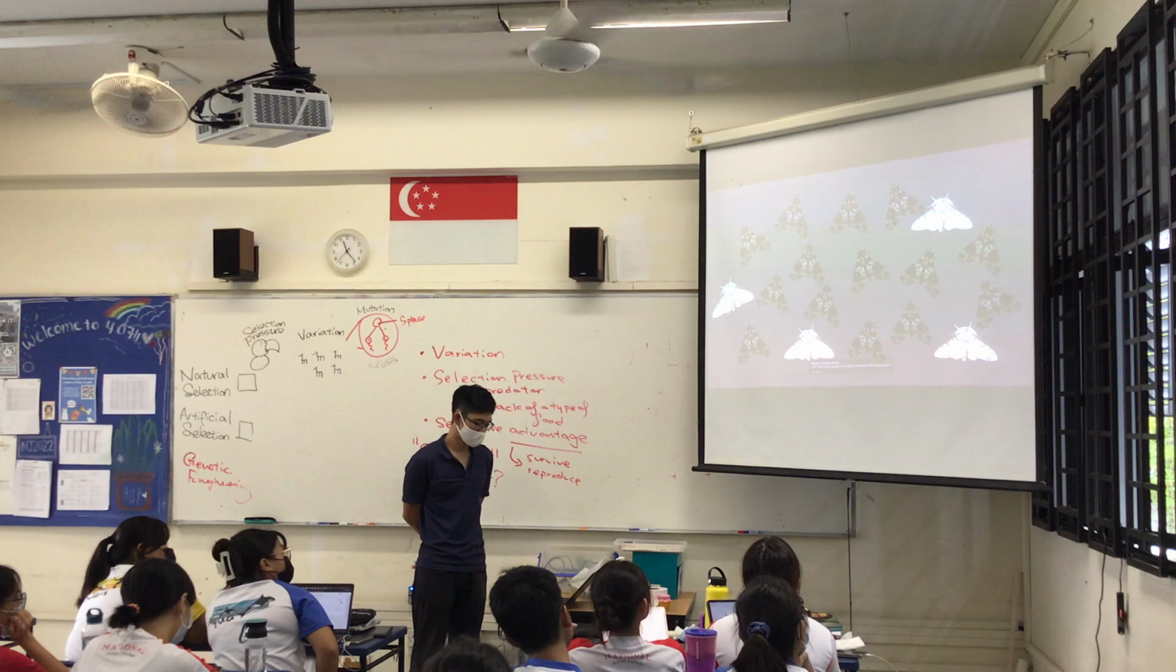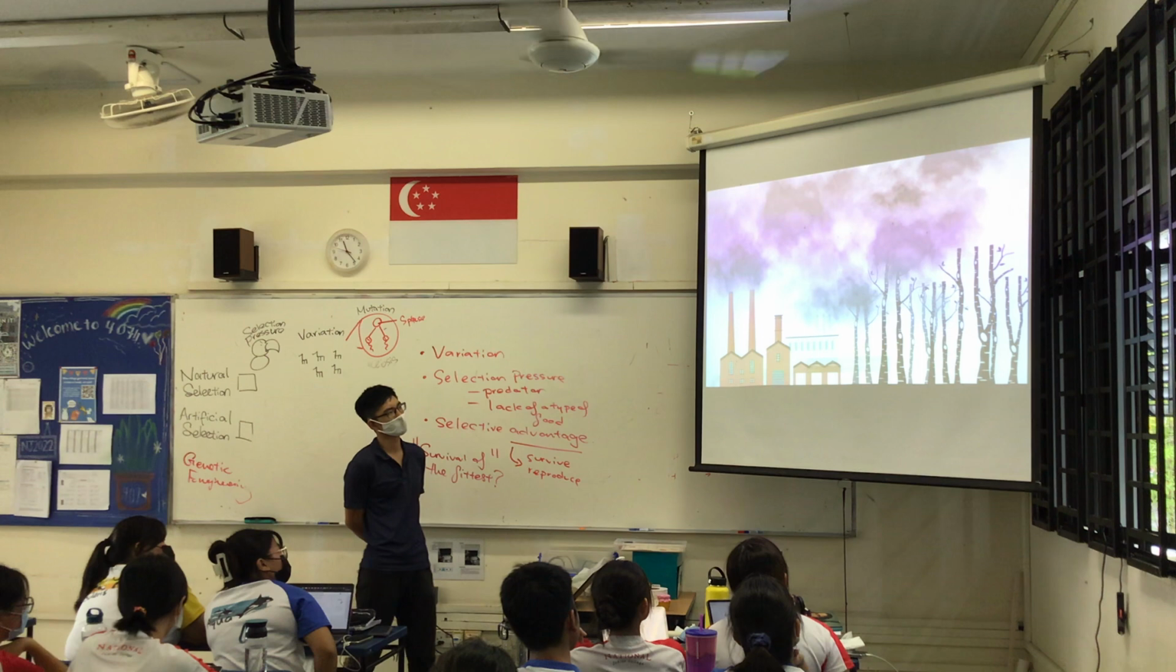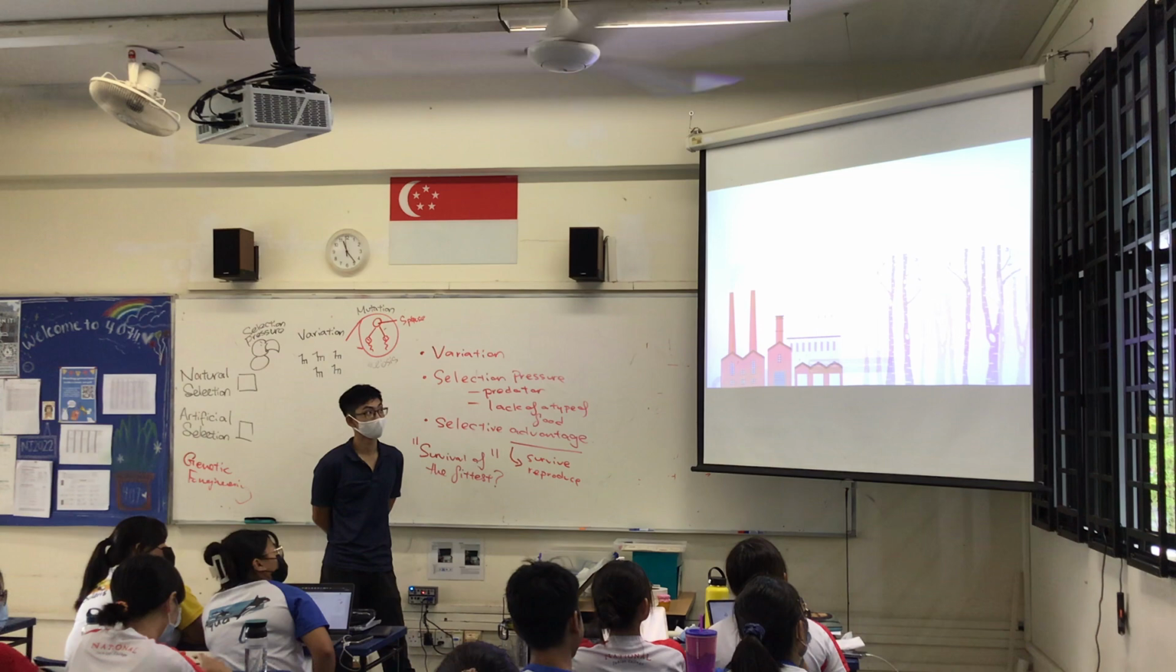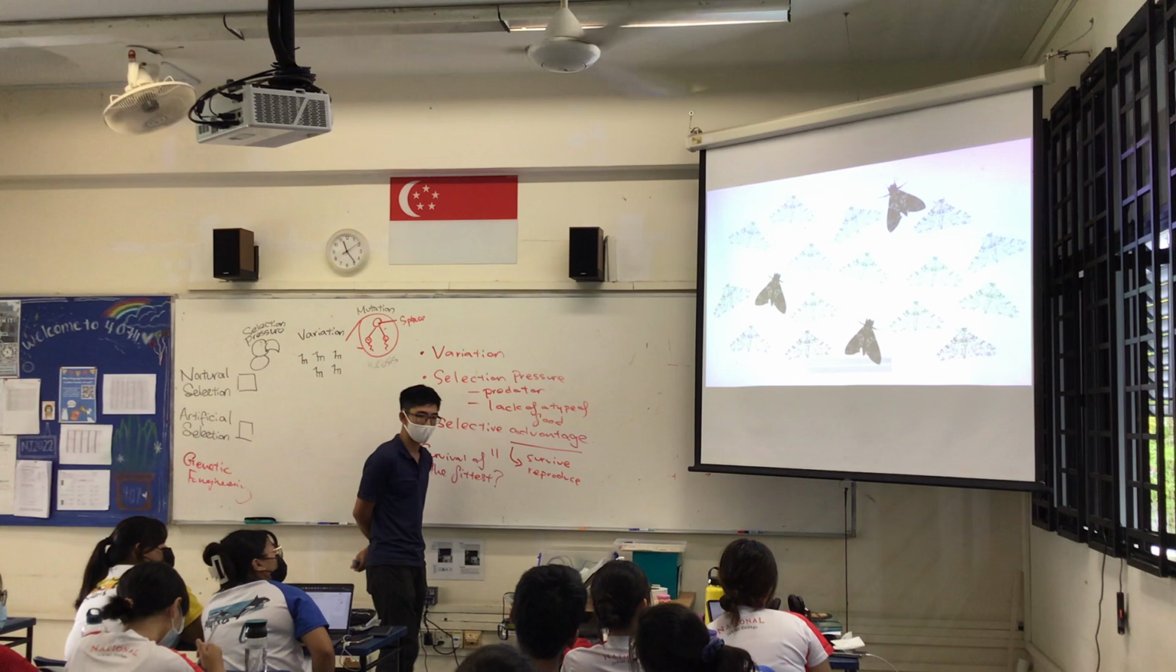But this story has one more plot twist. It didn't take long for people to realize that air pollution was a major problem. Laws were put into place and factories began to reduce their emissions. The skies were once again clear, and the trees returned to their natural light color. As a result, over time, the dark moths decreased in frequency, and the light moths became the more common variation once again. This is evolution by natural selection.